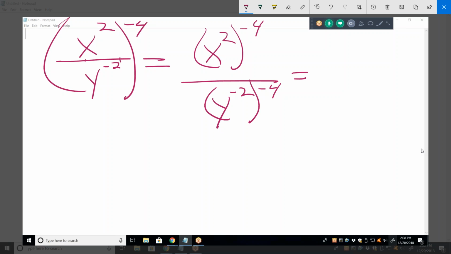No. What are you going to do to those exponents? Okay. So x to the minus 8 all over what? Now what do you have to do? Because your teacher says no negative exponents. Perfect.